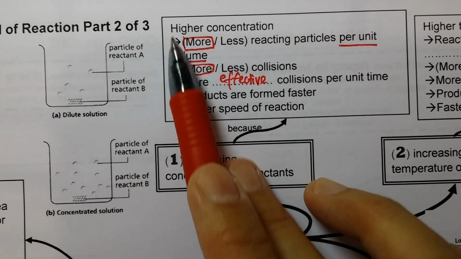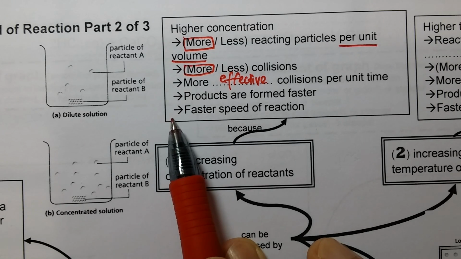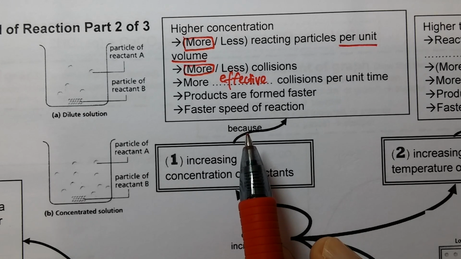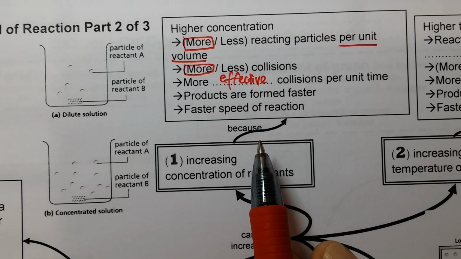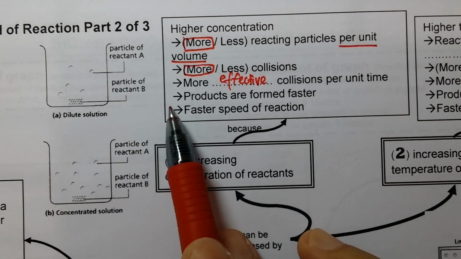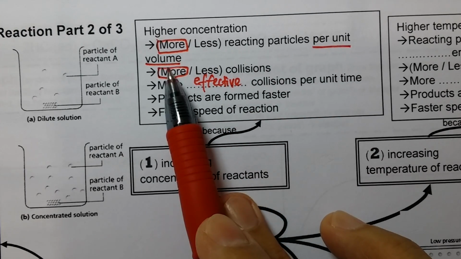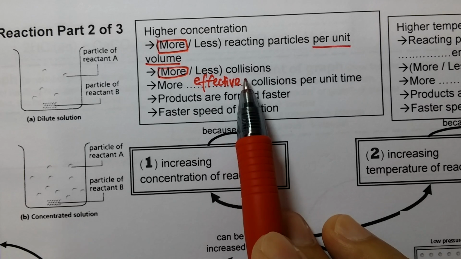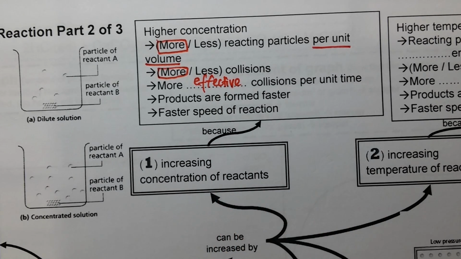Okay, so this part is basically to list down all the key points. If the question asks you to explain from the particle point of view why the speed of reaction increases by increasing the concentration of the reactants, this is how you have to explain step by step. First of all, explain the meaning of higher concentration. It means more reacting particles per unit volume. When there are more reacting particles, it means more collisions, which means more effective collisions, and products can be formed faster, hence faster speed of reaction.